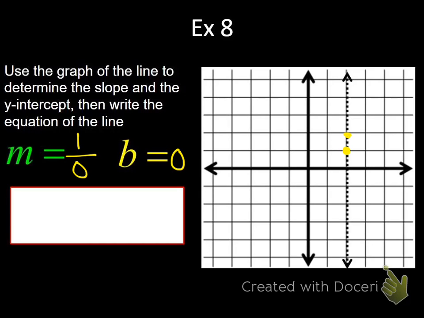Can I write this in slope-intercept form? You're right, I can't. It's an empty set. Meaning if it's an empty set, you cannot write it in slope-intercept form. So what we're going to put here, for an undefined line, or an undefined slope, is an empty set. Meaning you can't write it.